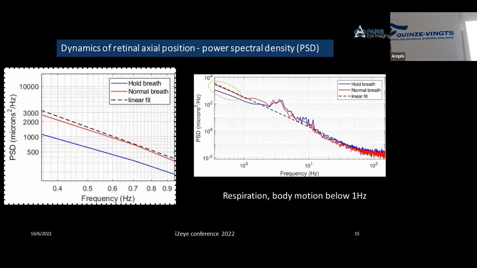Firstly, we zoom in on the low frequency region below 1 Hertz. Here is the zoomed view, and we can see the difference between the two cases, with and without breath holding. The difference is around a factor of 3. The case shown in blue seems to have a lower PSD of the axial motion. This might be linked to respiration or body motion below 1 Hertz, because breath holding gives the subject respiration control, so we can reduce the axial motion in this frequency domain.